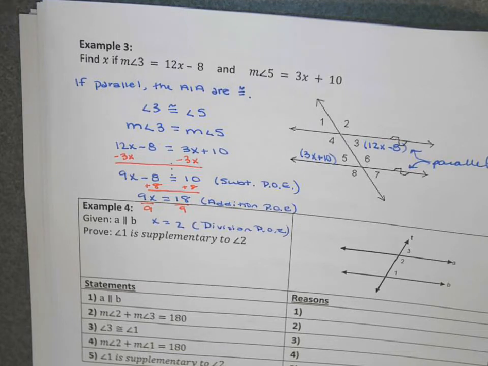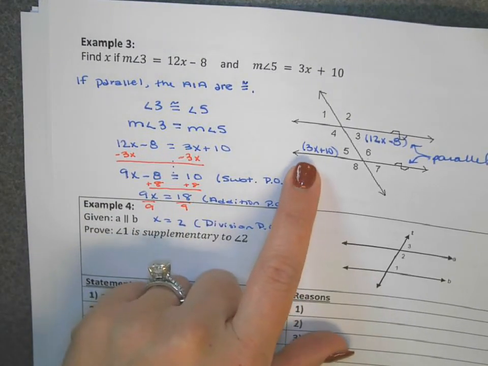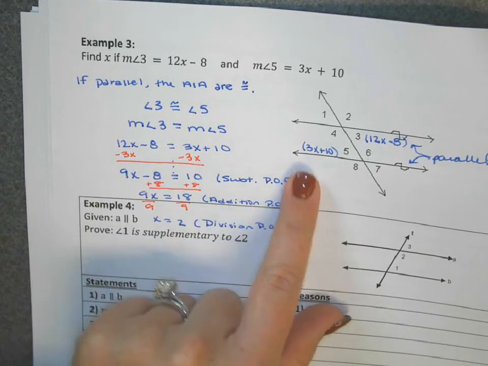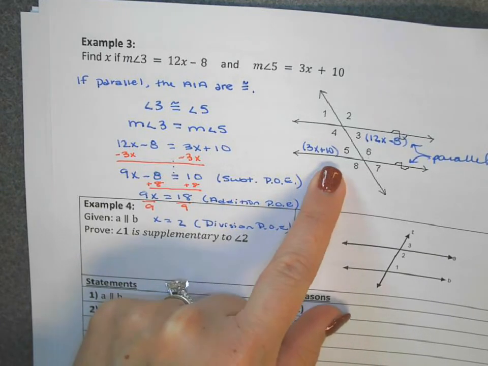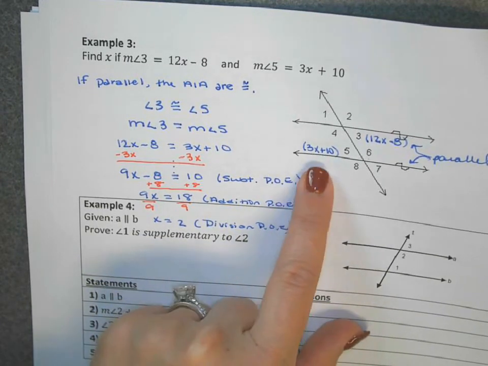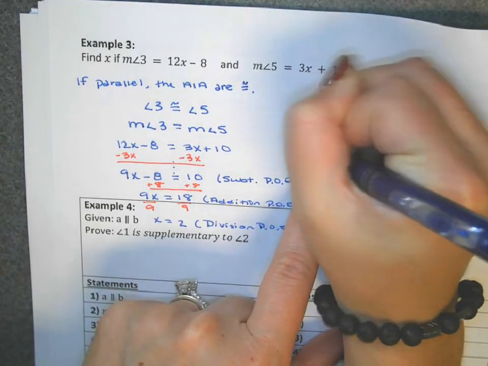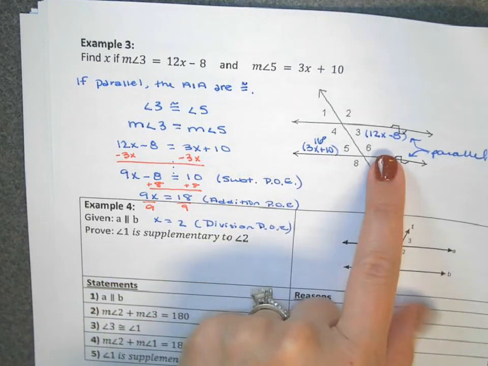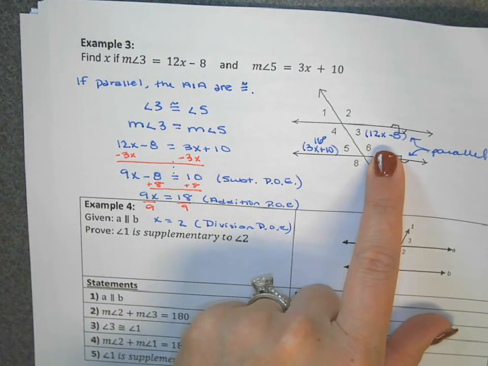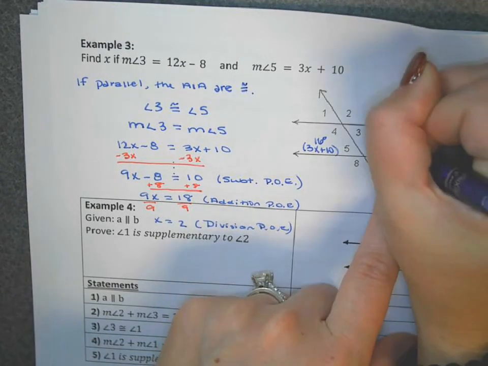It's also a really good idea to plug x back in and make sure your answers make sense. If I plug in right here, 3 times 2 plus 10, 3 times 2 is 6. 6 plus 10 is 16 degrees for angle 5. If I plug it in here, 12 times 2 is 24. 24 minus 8 is also 16 degrees.